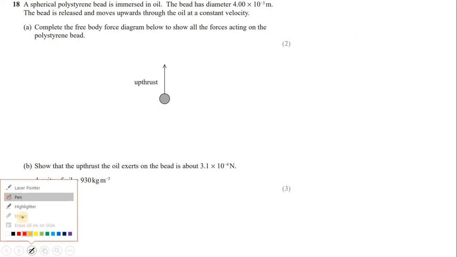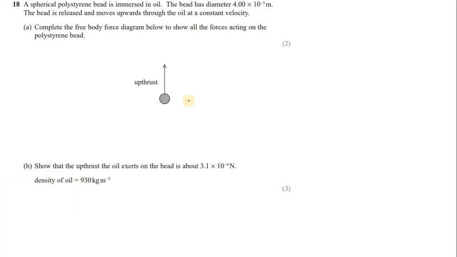So you can say that this is the free body force diagram, weight and drag acting down. Show that the upthrust the oil exerts on the bead is about this Newton. So this is the upthrust we need to show. Density is given. If you need to find only upthrust, then upthrust U would be equal to rho Vg. Rho is the density of the liquid, V is the volume of the liquid displaced or volume of the object, and g is acceleration due to gravity.